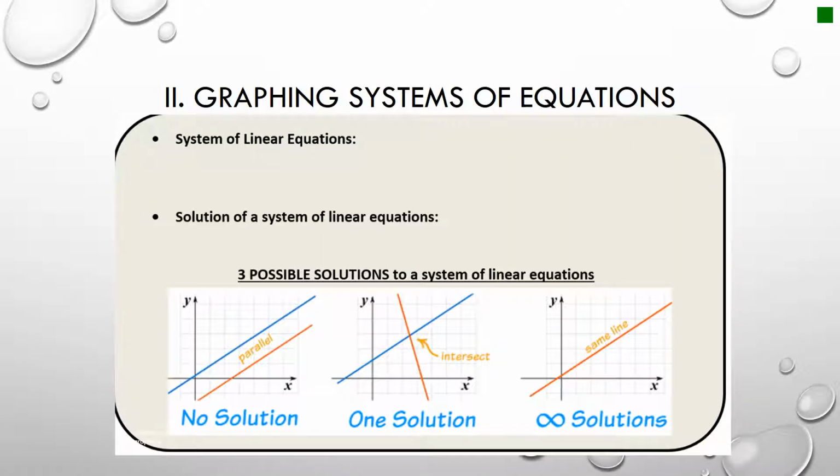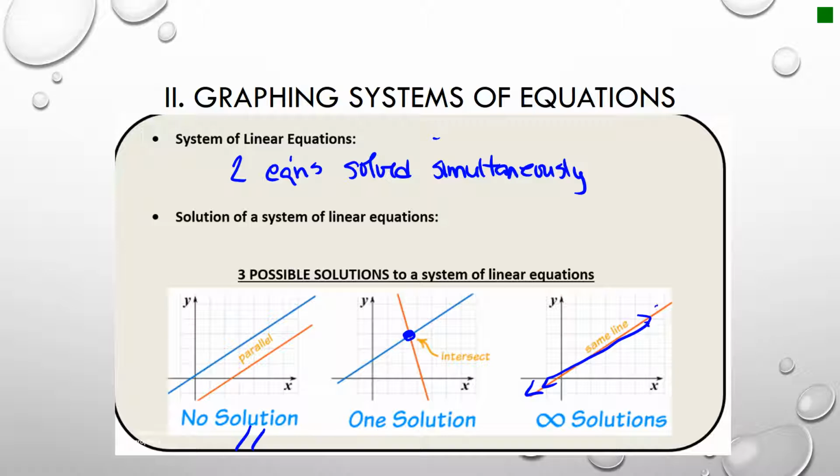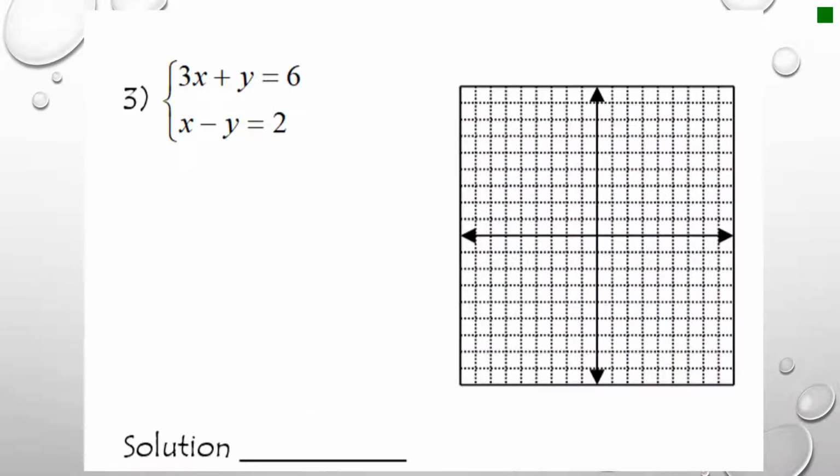All right, systems of equations, 2 equations. Remember, we can have more than 2. Solved simultaneously. We should all have that word down, shouldn't we? We're either going to have no solution if they are parallel, one solution if they cross at one point, or an infinite number of solutions, where it's the same line, just disguised in different equations.